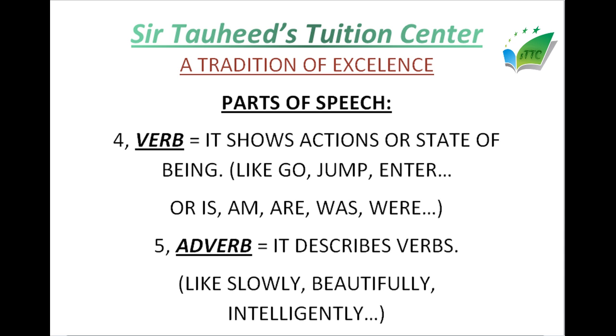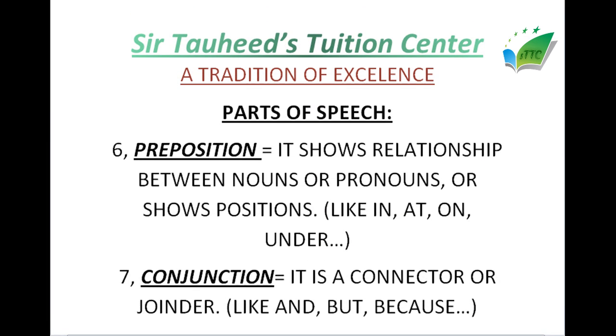Okay. The number 6 is preposition. It shows the relationship between nouns or pronouns, or shows position. This is the easiest way of saying that. Prepositions show positions like in, at, on, under. I could say like the book is on the table. So in this sentence, there is a word on which is describing the position, and there is no other word that could describe it.